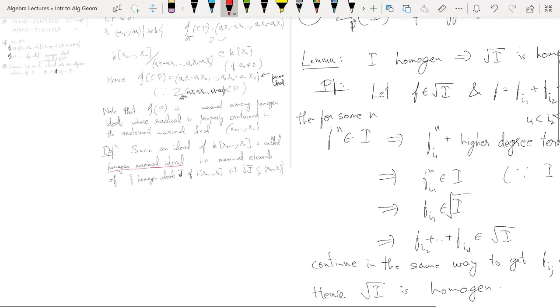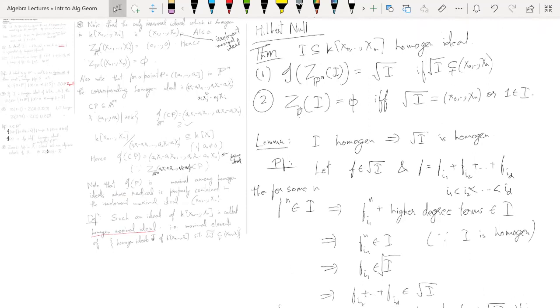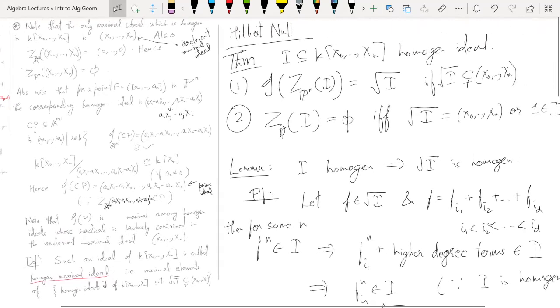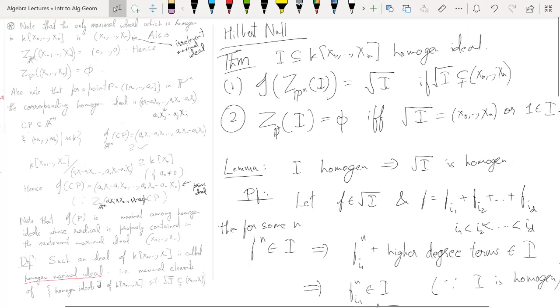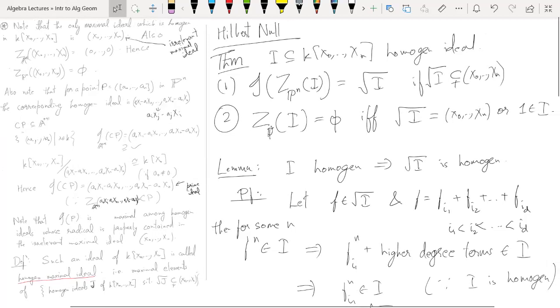Okay. So that's the Hilbert Nullstellensatz. That's also, maybe, a projective version of the Hilbert Nullstellensatz. It follows from the usual Hilbert Nullstellensatz because there is a relation between them. You just pass to the cone. We'll do that in a bit. So maybe we'll do this Hilbert Nullstellensatz.